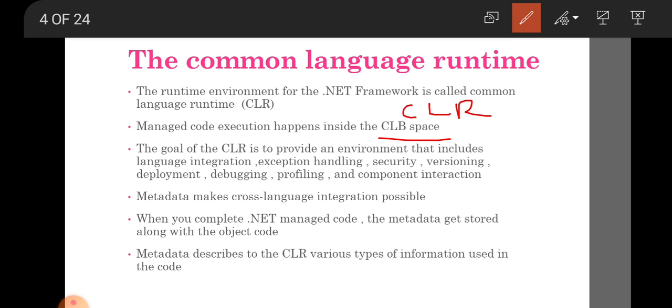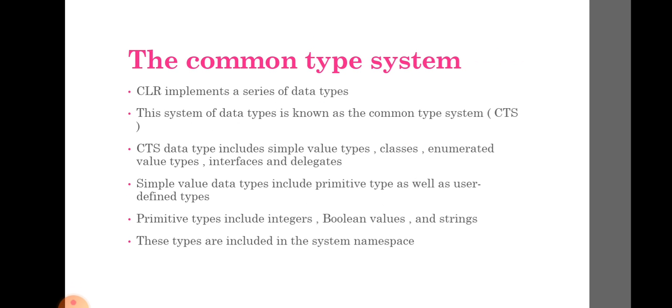It will describe the various types of information, various types of CLR information used in the code. What is meant by metadata? Data about data. That means it specifies the type of data which is used inside the application. Next, we move on to know about the different types of data supported by the .NET framework. That is, the various data types supported by the .NET framework are stored inside the system of data types named Common Type System. Got it?